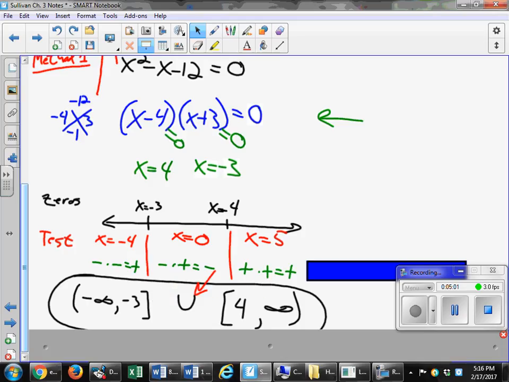And then I have the union because there's a space in the middle. That is going to start at 4. Again, we're looking at our zeros. It could be 0 at 4, and anything to the right of that is going to be positive. So we had to put the union in the middle.